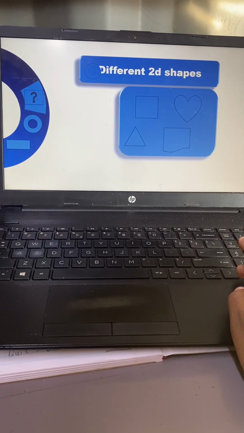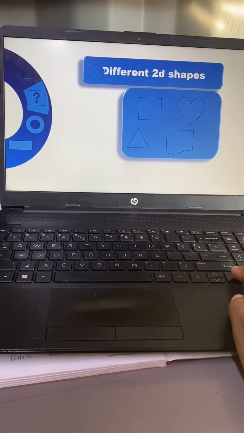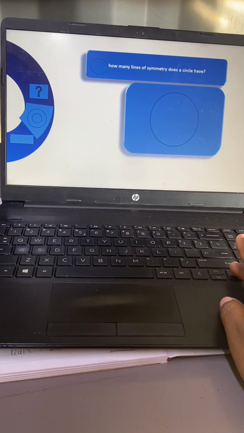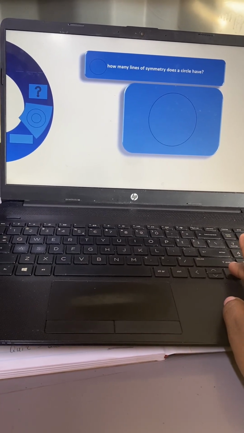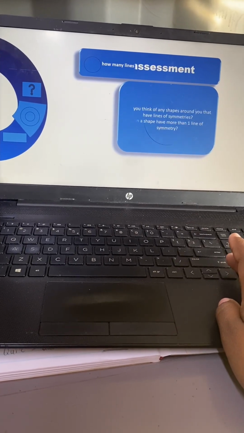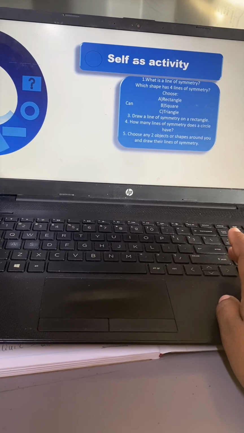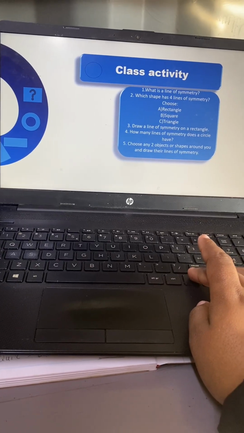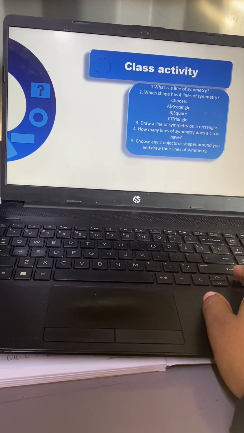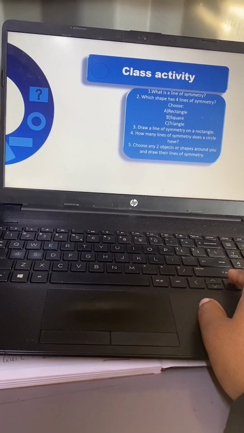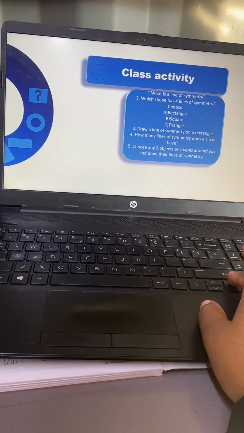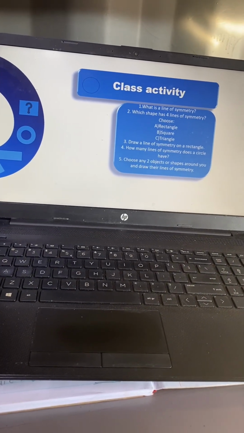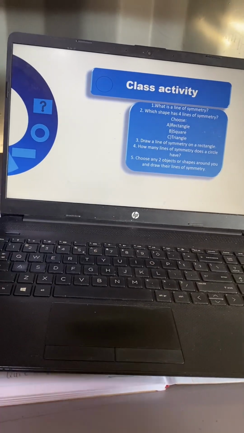throughout the lesson, showing them the pictures of the different 2D shapes, assessing them during the lesson using the PowerPoint, asking them questions and seeing their participation during the lesson. And then these are the class activities that were given to them at the end of the lesson, for them to pour out what they have learned, to show that they truly understand.